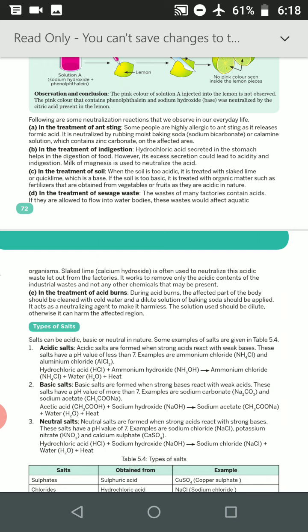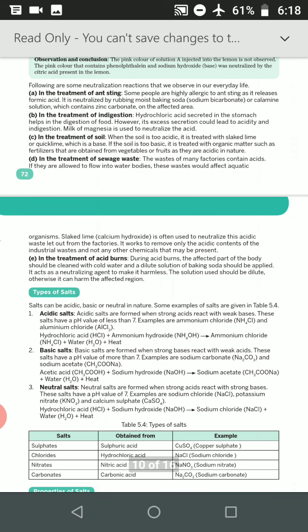Next, some types of salt. There are three types of salt: acidic salt, basic salt, and neutral salt. Acidic salts: when you take a strong acid and a weak base, you get an acidic salt. The salt which is formed is acidic. See one example: a strong acid like HCl and a weak base like ammonium hydroxide. It forms ammonium chloride and water, so they are acidic salts.